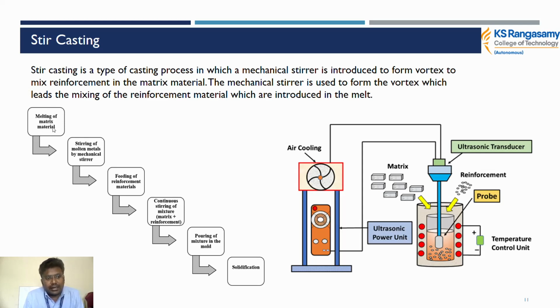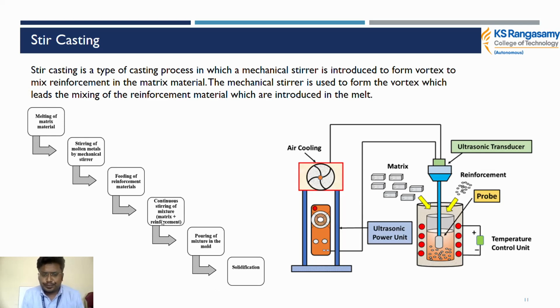Initially, melting the matrix material is the first step. Second step is stirring the molten metal using the mechanical stirrer. Third is feeding the reinforcement material. And fourth is continuous stirring, mixing the reinforced metal, by adding the filler material.